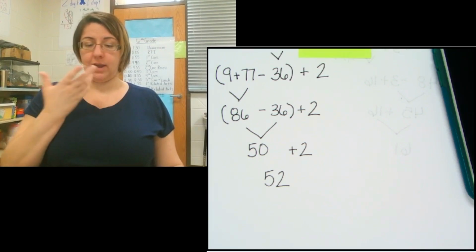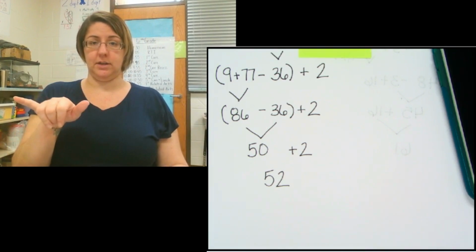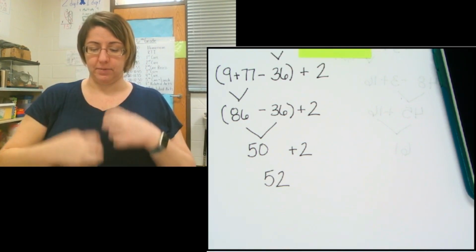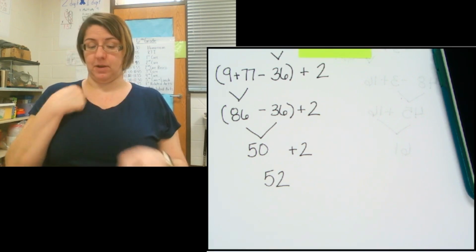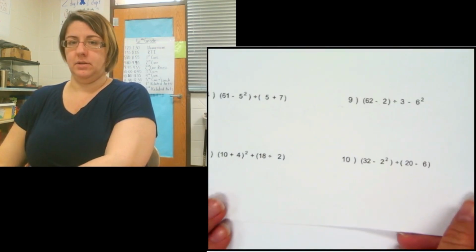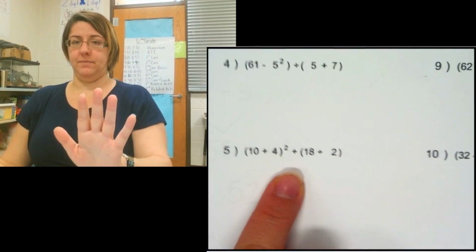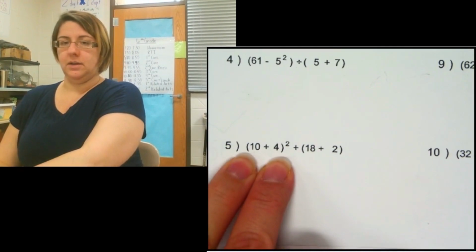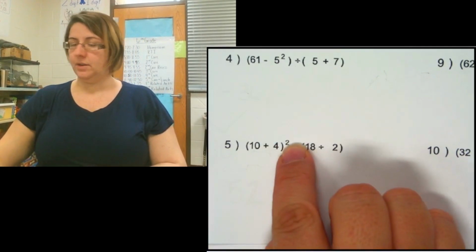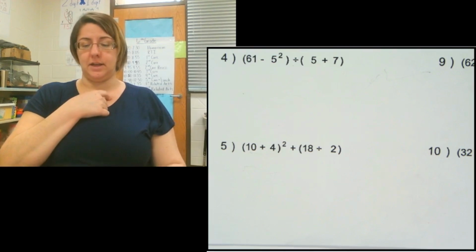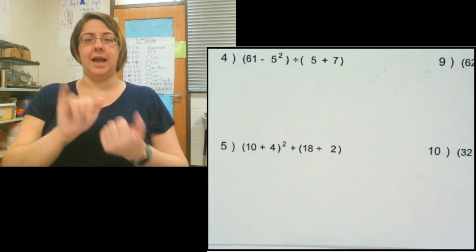Alright, so now we have done problems that are very similar to all of your problems on this paper. One more kind of problem that we're going to do will be like number 5. So you see, it says parentheses 10 plus 4 to the second. So let's find a problem that looks like that, and we'll answer it and see how to do that.